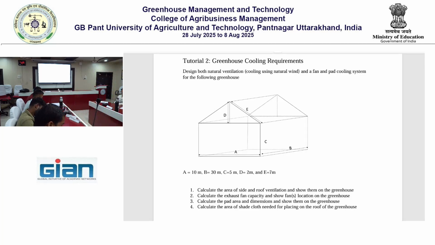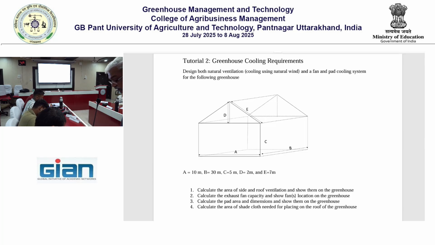15%. Okay, where are you stuck? I don't know how to calculate this. Did you finish the first one? So it is 15% of 300. So 45 meter square should be the area of the side ventilation and then the roof ventilation.